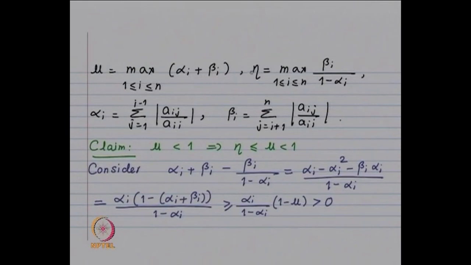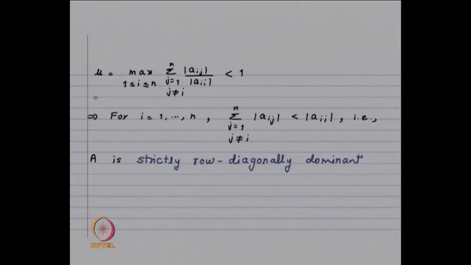So, that proves that your eta is less than or equal to mu less than 1. Thus, if mu, the maximum of this summation, is less than 1, then we are going to have convergence both in the Jacobi method and Gauss-Seidel method, and that means your A should be strictly rho diagonally dominant. So, now we have got a sufficient condition which guarantees convergence of both Jacobi iterates and Gauss-Seidel iterates.